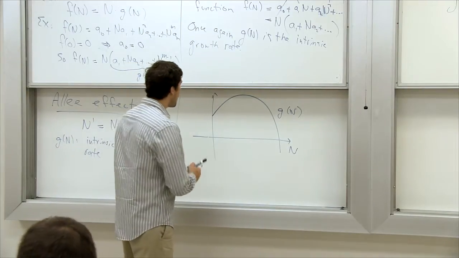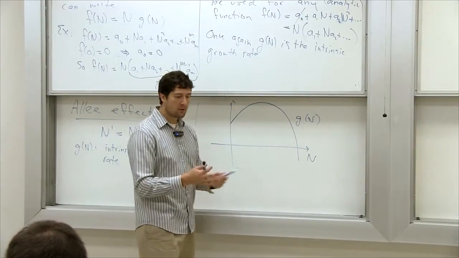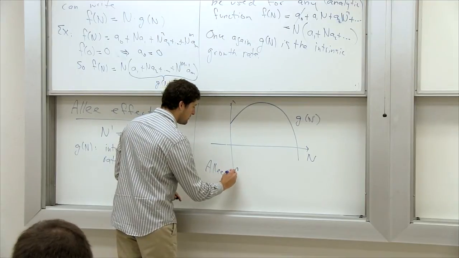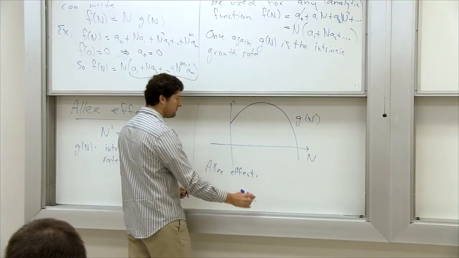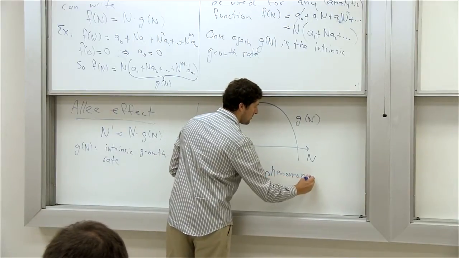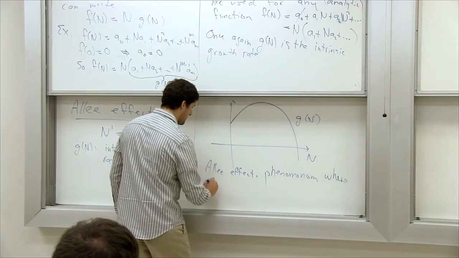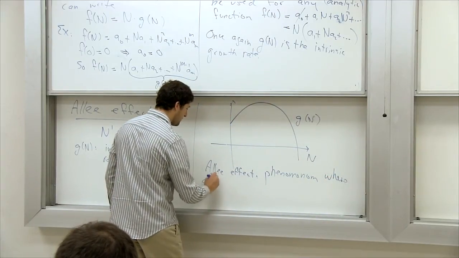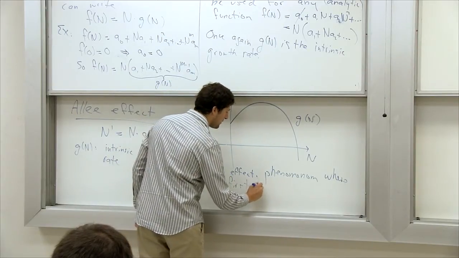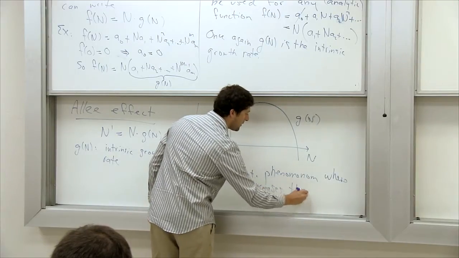Okay, so any situation where this function first goes up and then down is called an Allee effect. Okay, so an Allee effect is a phenomenon where g of n first increases and then decreases.